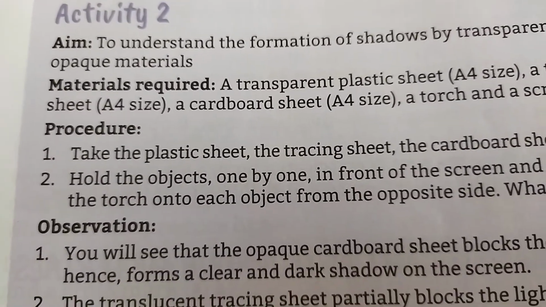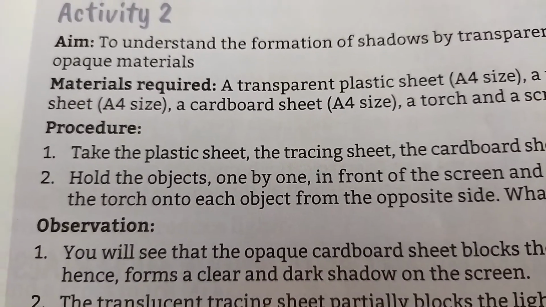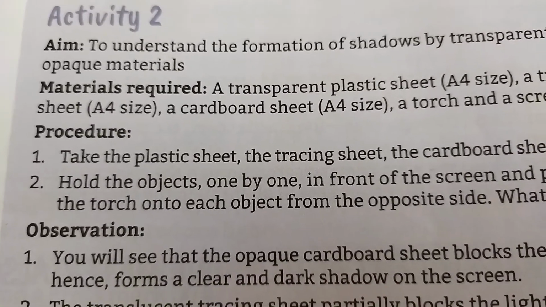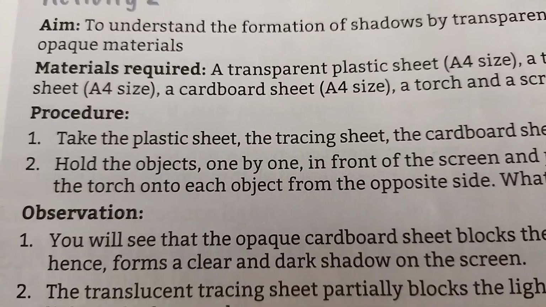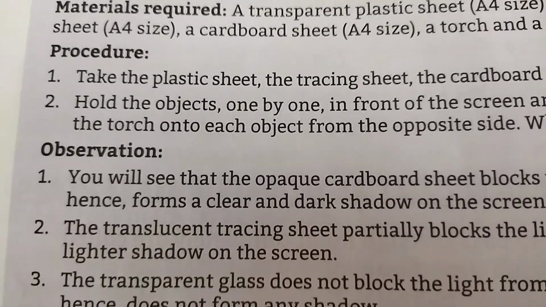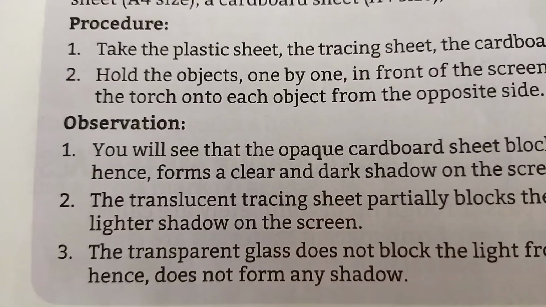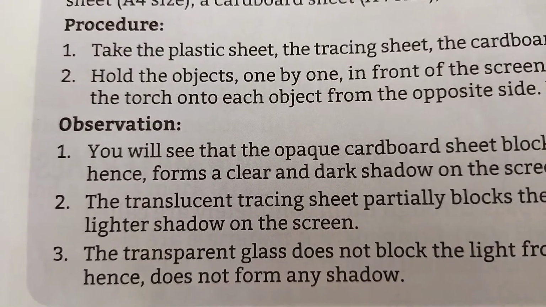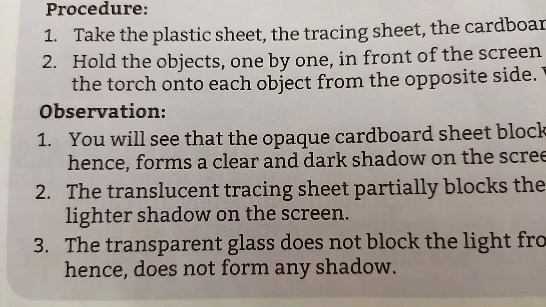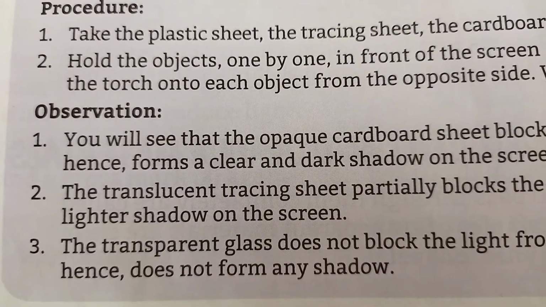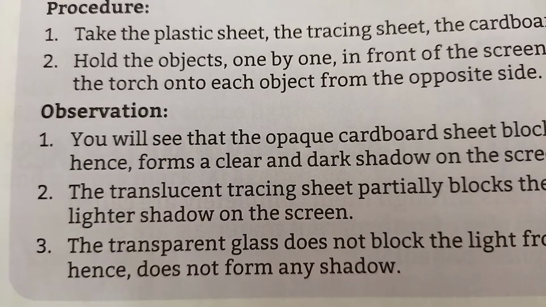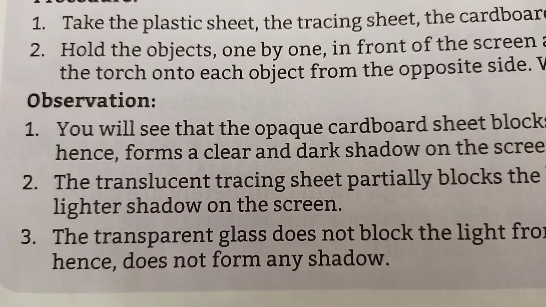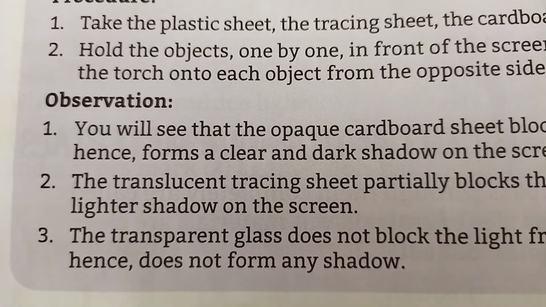Children, in our book, some activities related to the lesson are given. I hope you can perform these activities at home. By doing these activities, you will come to know that transparent objects do not form a shadow. Translucent objects form hazy or blurred shadows. An opaque object forms dark shadows.